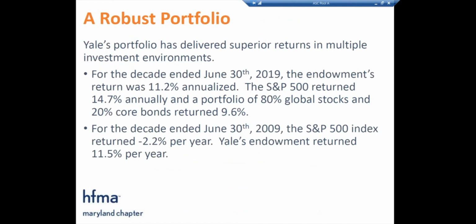For the prior decade, ending 2009, the S&P returned negative 2.2% per year. So U.S. equities actually lost value over that prior 10-year period. Yale's endowment over that period returned 11.5%. So this is very illustrative of the fact that there are things in that portfolio that don't rely on the domestic stock market going up and growth, and in particular, increasing valuations.